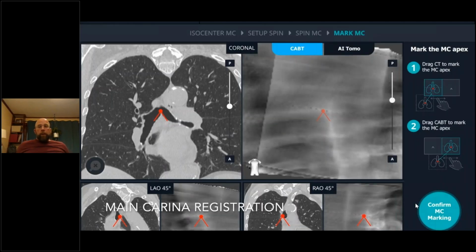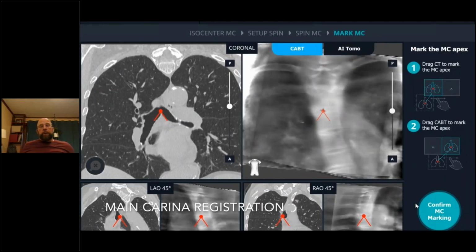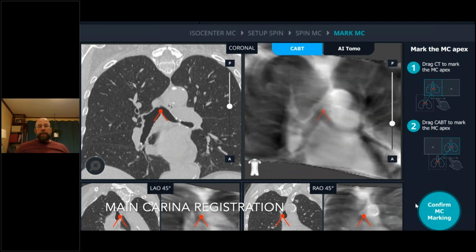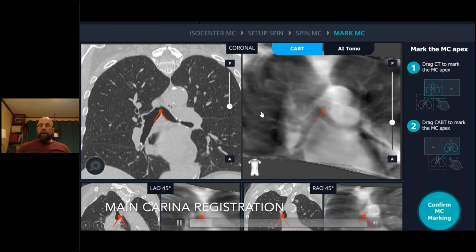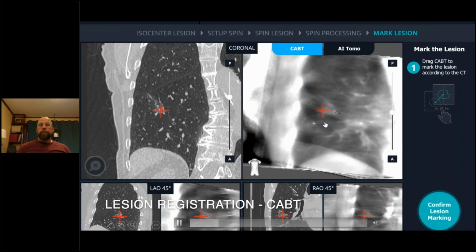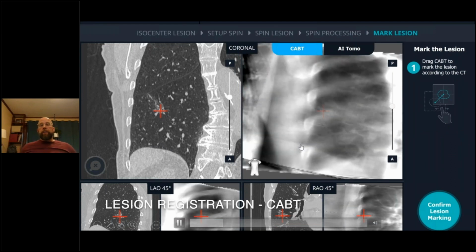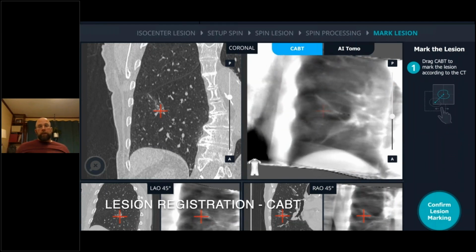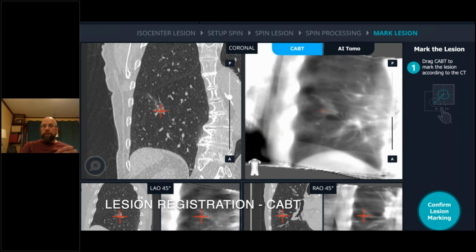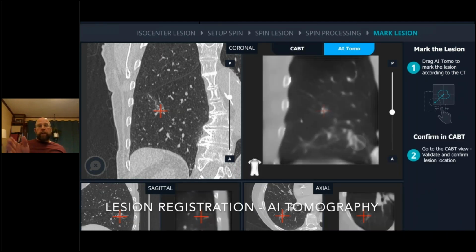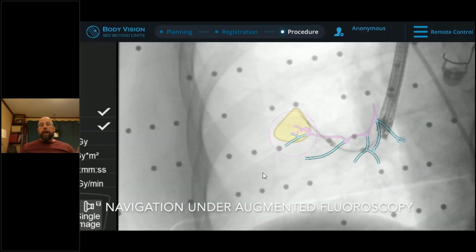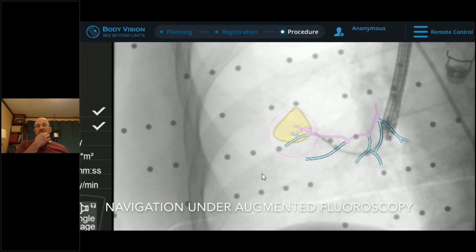Now, we're going to register first. So the first thing we do is register where the main carina is on the CAT scan, which you see over here. And then you're going to match that up to the same spot on the CABT, the C-arm-based tomogram. Now we mark the lesion on the actual CT scan, and then mark that lesion in the same spot there. Now we've got our AI tomo. Now we've got a target to go after.